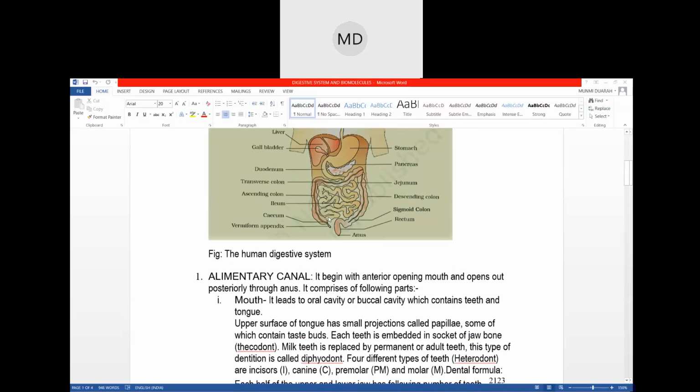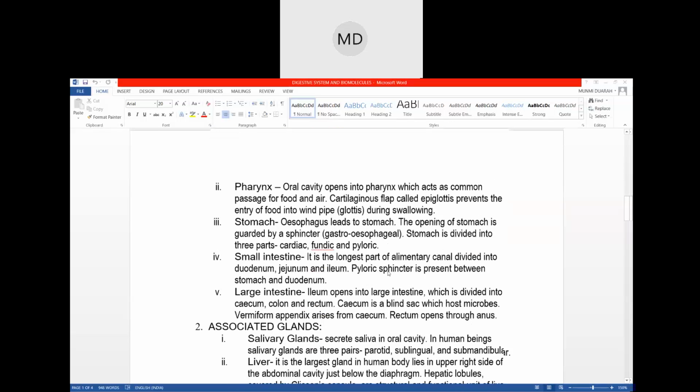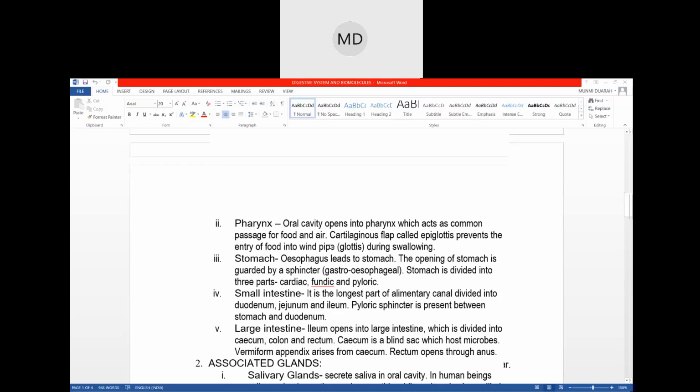Now this ileum will open into the large intestine. This ileum is the end of the small intestine, and then it will open into the large intestine. The large intestine is also divided into three parts, that is cecum, colon, and rectum. Let me show you diagrams.